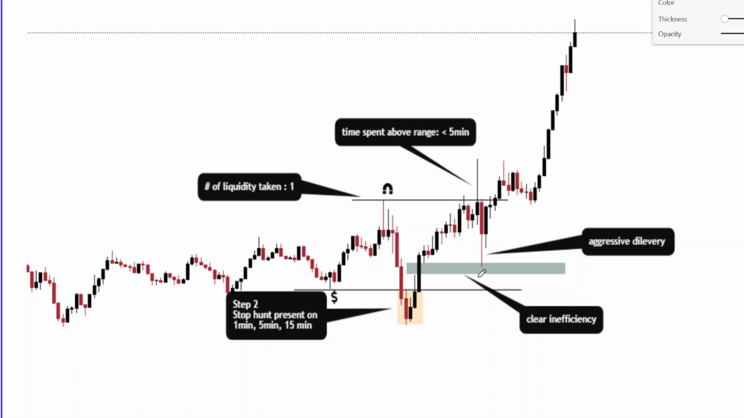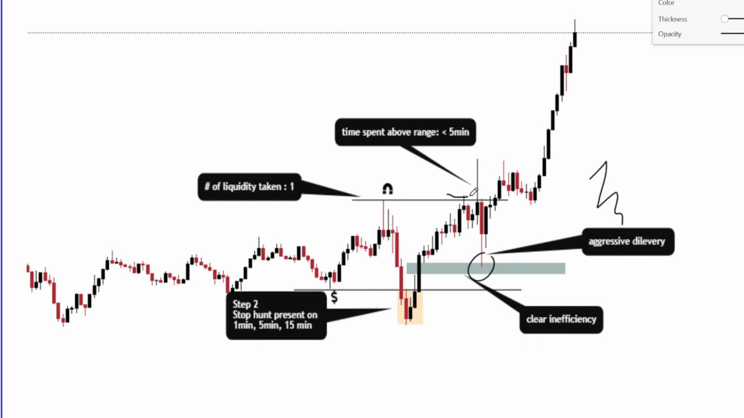So what do we have here? Price came, reacted from this level, and this is where the extra steps came in. So we had an aggressive delivery. As you can see, it was a wick. If it wicked on the 5 minute, that means it was a very fast drop on the 1 minute down to our inefficiency. So we had our aggressive delivery.